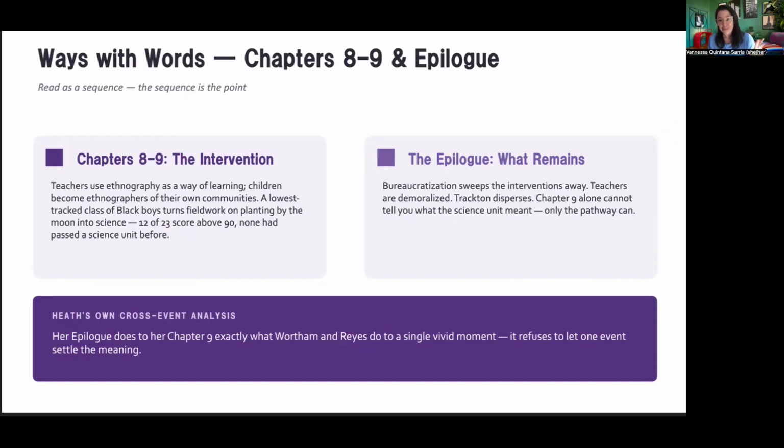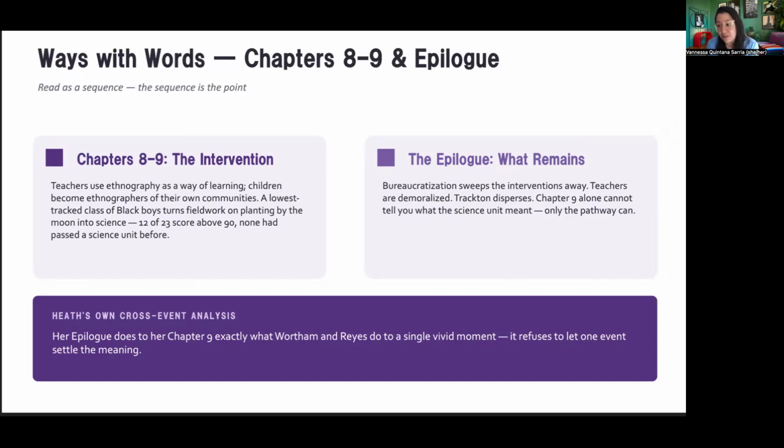So, this is also why we finish Ways with Words this week. And it is the one piece of this module that lives only here and not in the slides. So read chapters 8 and 9 and the epilogue as a sequence, because the sequence is the whole point. Chapters 8 and 9 give you the interventions, teachers using ethnography as a way of learning, and the children positioned as ethnographers of their own communities.